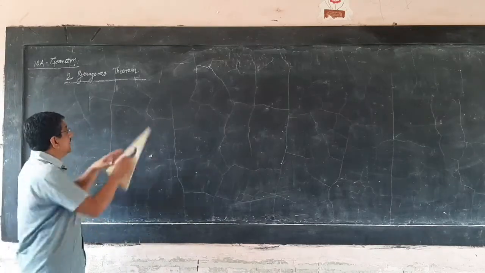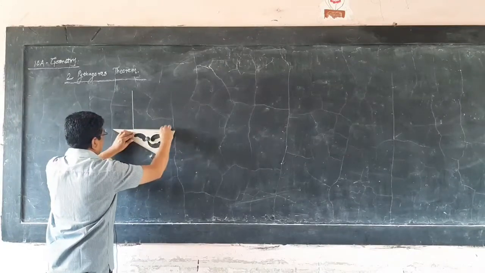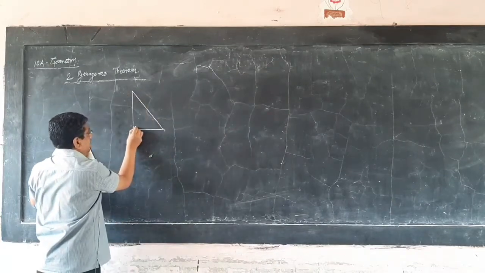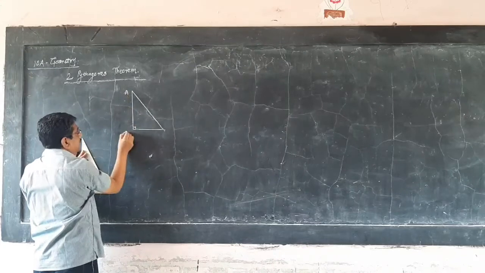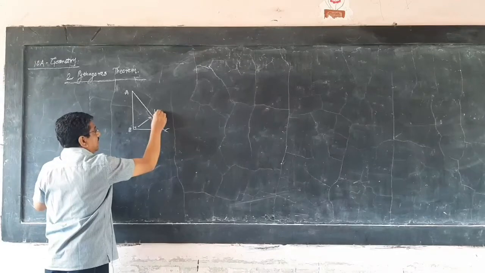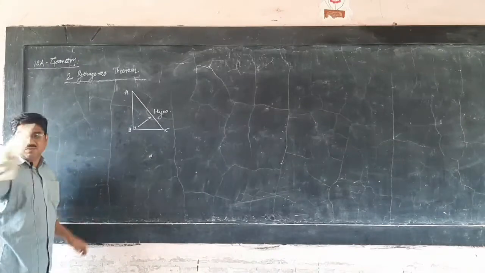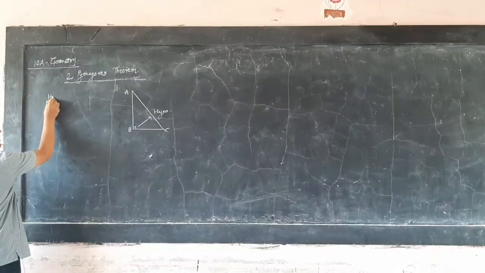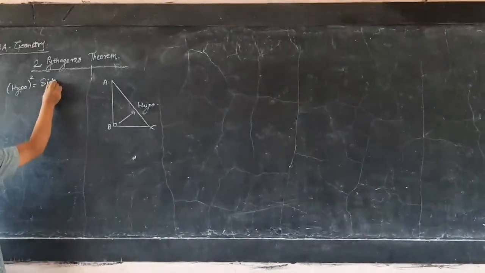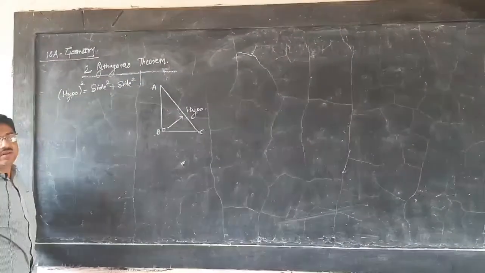In a right angle triangle, suppose it is ABC. Side opposite to the 90 degree angle is called hypotenuse. In a right angle triangle, hypotenuse square, this formula you have studied. Hypotenuse square is equal to side square plus side square, and you have used this formula also.